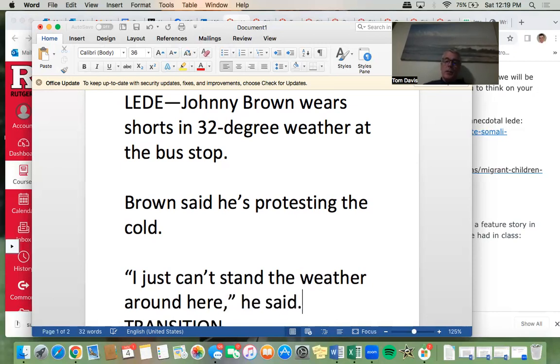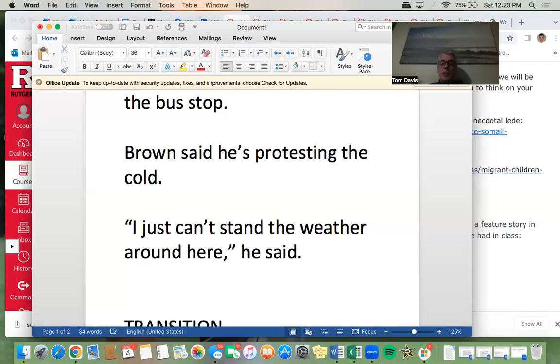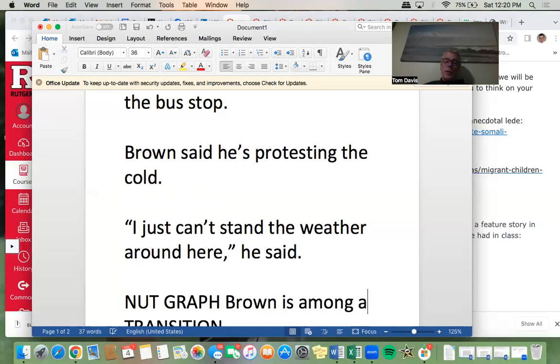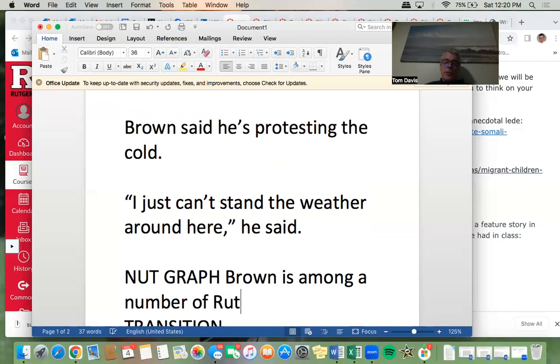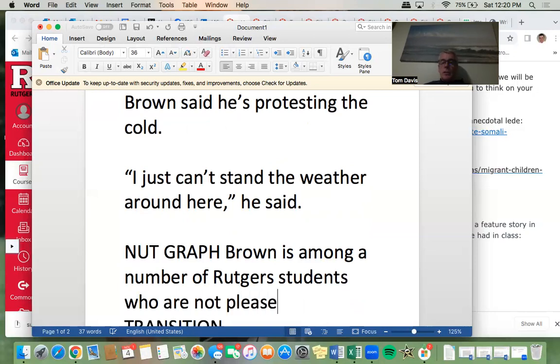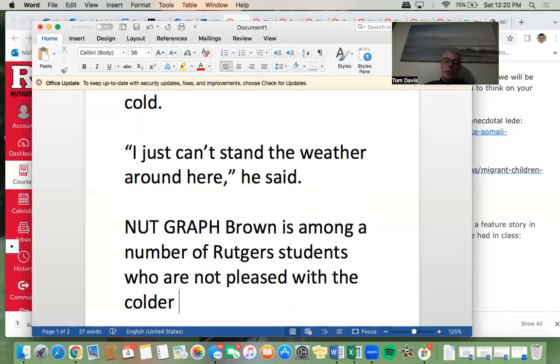How about that? It's longer. It's meant to hook you in, to bring you step by step in a suspenseful way. And then you come to essentially the nut graph, which acts like what a lead traditionally would be. Only you try to blend in what's already been said, and you say Brown is among a number of Rutgers students, and we've had this lately, who are not pleased with the colder weather.